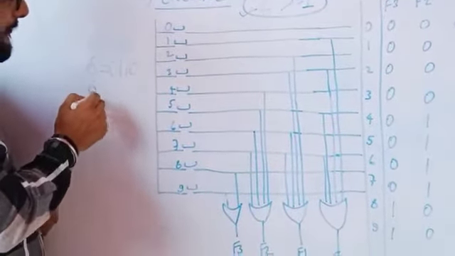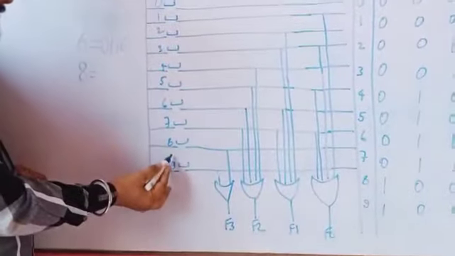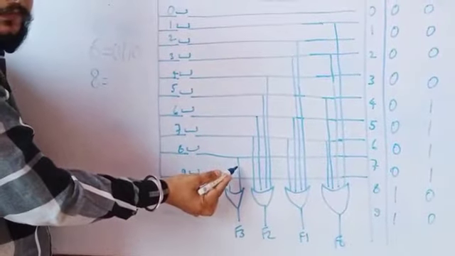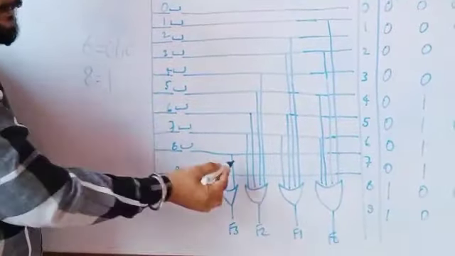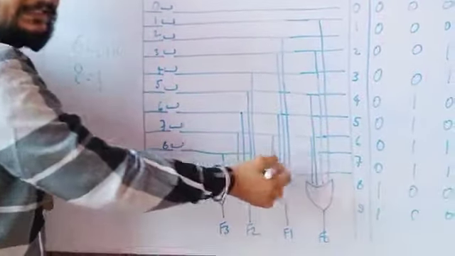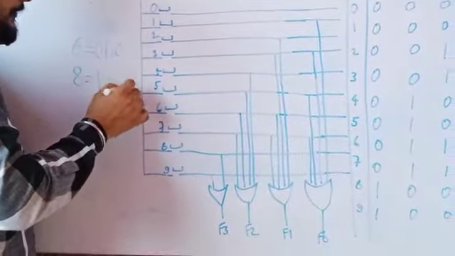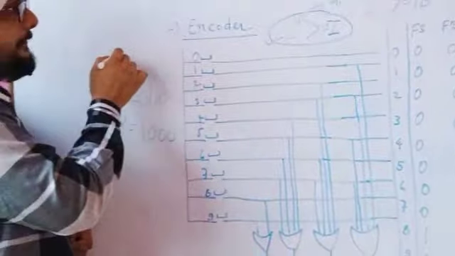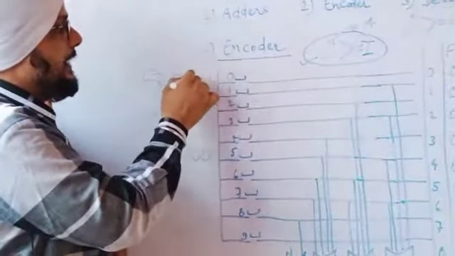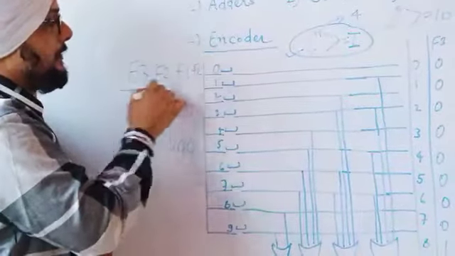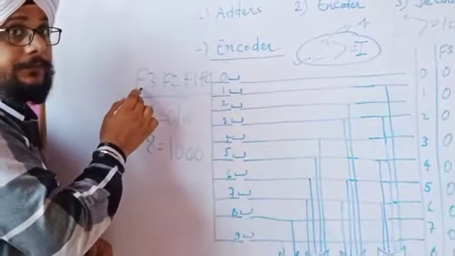You can check one more example. 8. So binary of 8. With 8, which output is connected? Only F3. So we write here 1. And except this, nothing is connected, so we write 0 0 0. The order is F3, F2, F1, F0. Mark this. We write first of all F3.